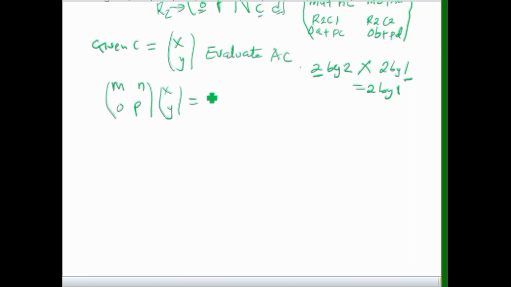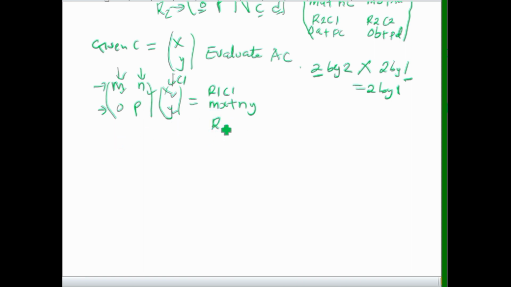Now we proceed. This second matrix has only one column, and this one has 2 columns and 2 rows. So the procedure still remains. We take the first row, multiply by the elements in the second matrix, and we shall have m times x, that is mx. We add n times y, that is ny. That is the first row, first column.